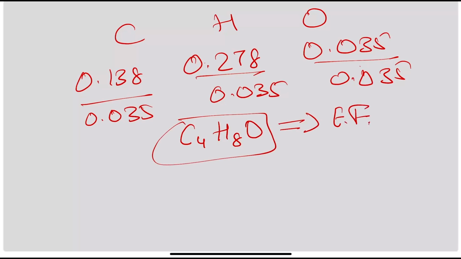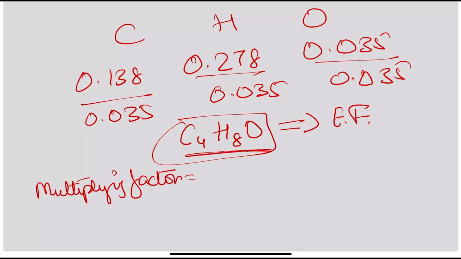I am looking for the molecular formula. So I need to find the multiplying factor again. So when I find the multiplying factor, how? I need to find the formula mass for this. So it's 12 times 4 plus 8 times 1 plus 16. So that comes up to about 72. So the empirical formula mass is 72.106.